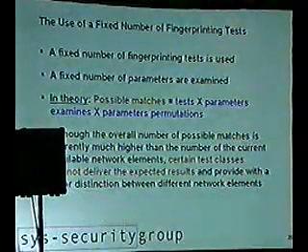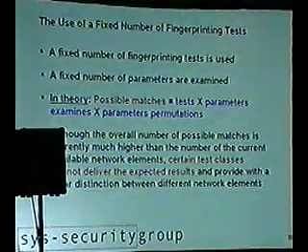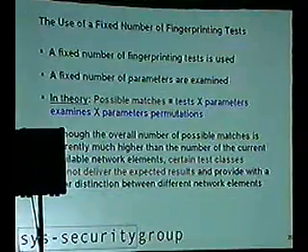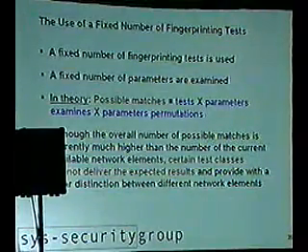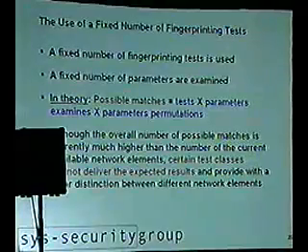Another interesting angle is the use of a fixed number of fingerprinting tests. In theory, if we have a fixed number of fingerprinting tests and a fixed number of parameters that we examine, and of course they have a fixed number of permutations, then the possible matches will be a fixed number as well. Sure, the possible matches still form a larger number than the networking devices that are out there, but there are several test cases or test models that will fail to provide us with so much needed results.